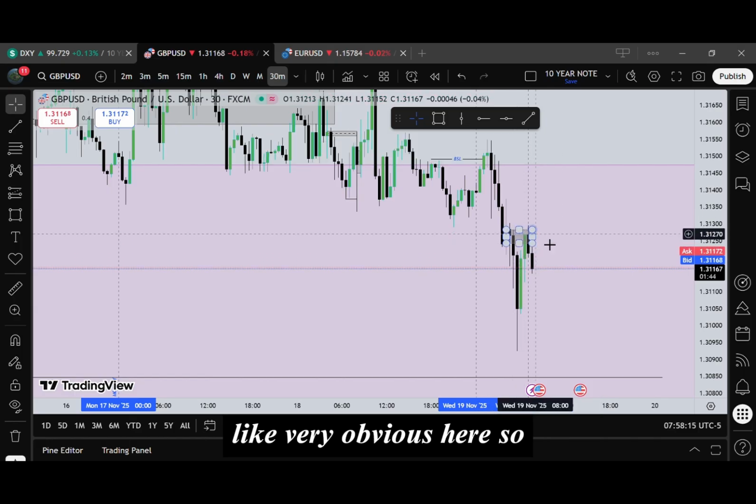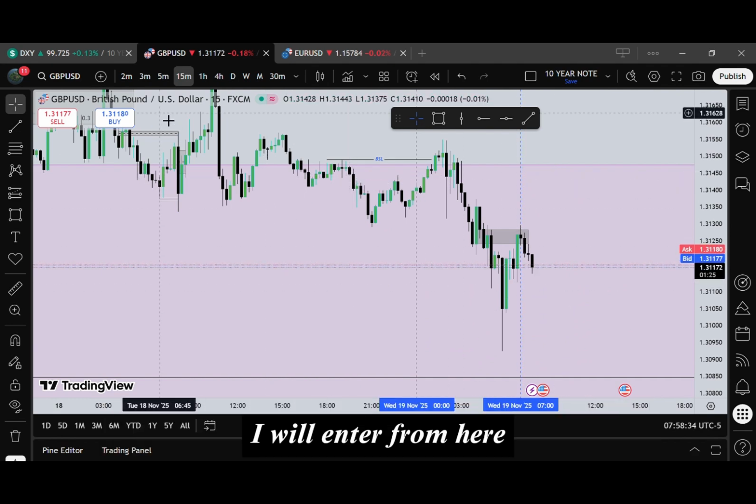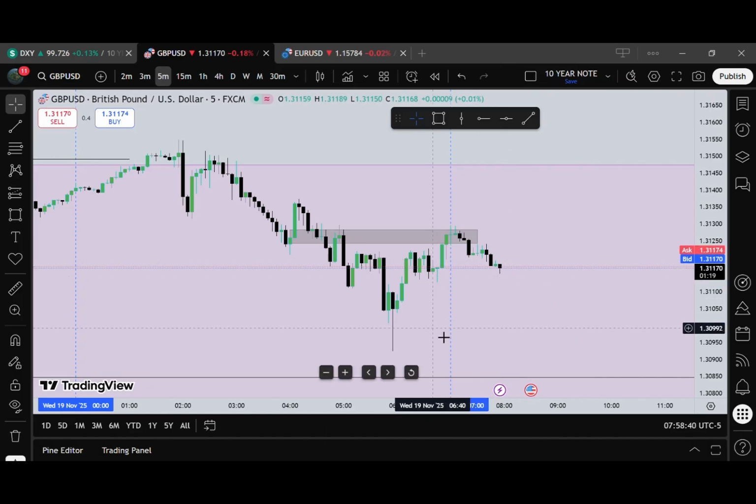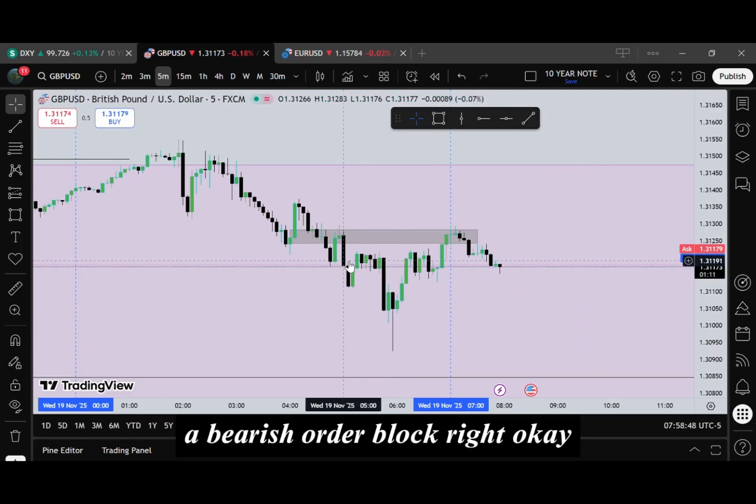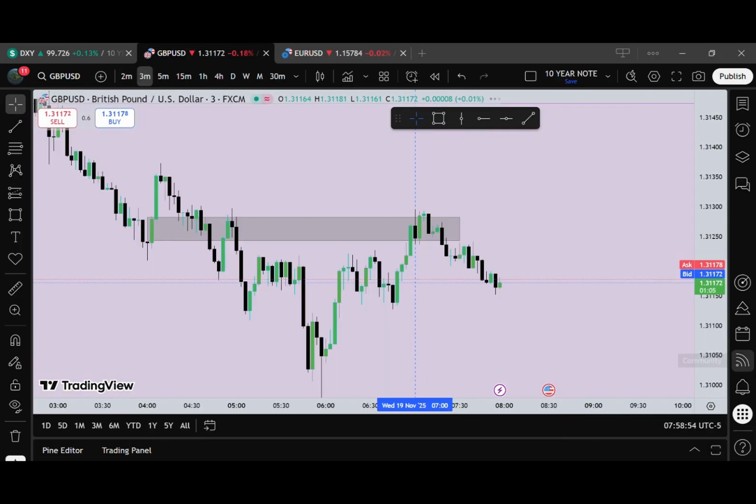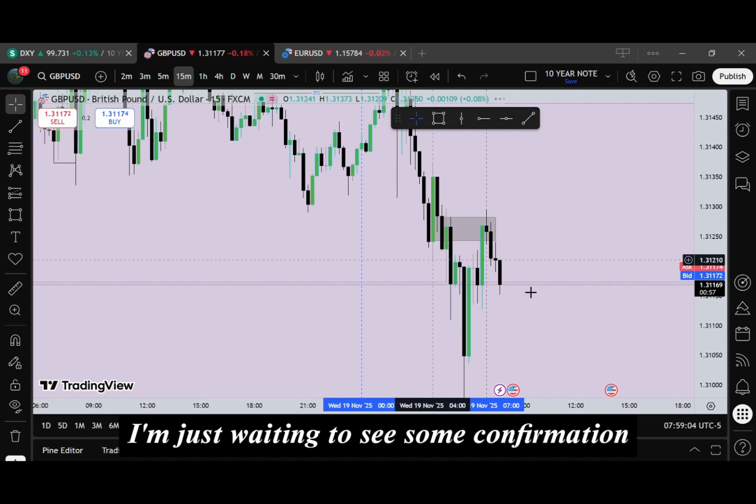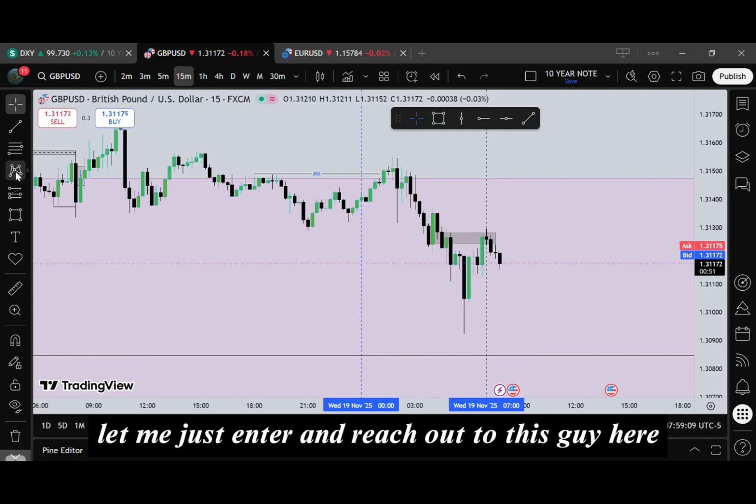So we are here now. Let me try to enter a trade and see what happens. I will enter from here, or should I go to a 5 minute chart and see what happens? Let's see if I can see an entry. What do we have here? A very shadow block, right? Okay. Let me go to 3 minute chart. I can enter here actually. I'm just waiting to see some confirmation. This is enough confirmation. Let me just enter and reach out to this guy here.